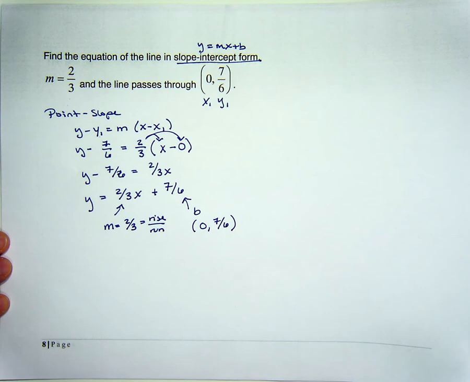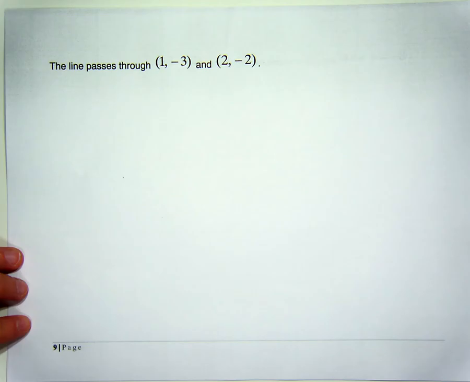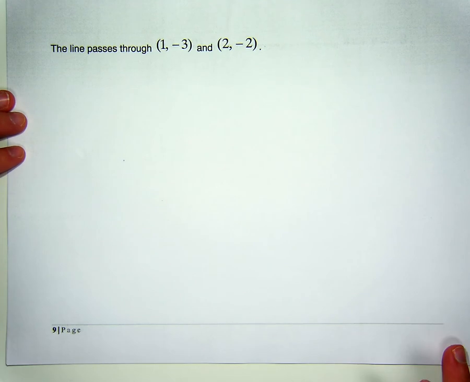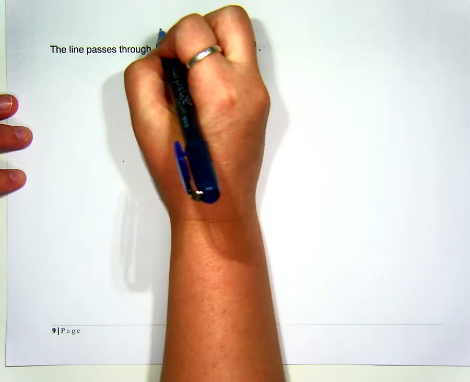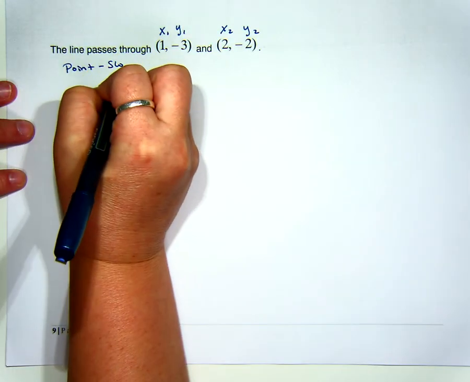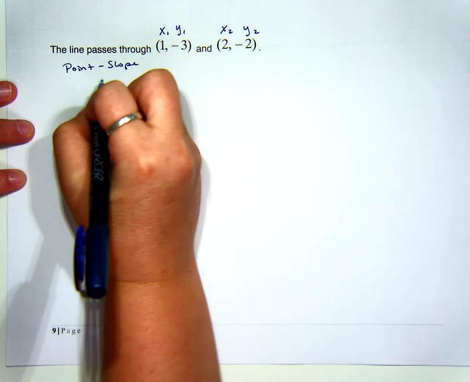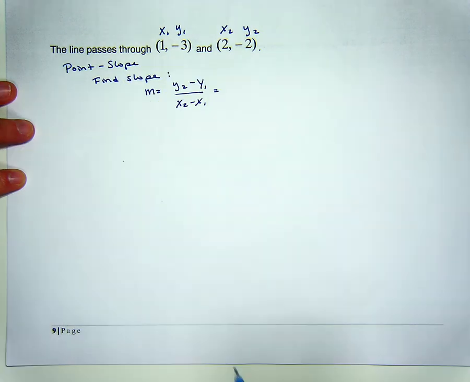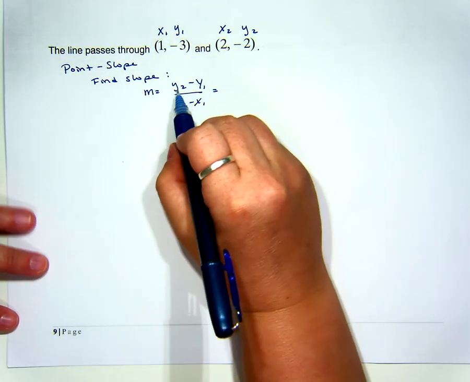Okay, let's look at another one. Let's look at the line passing through these 2 points. Notice that this time I wasn't given a slope, but I was given enough information to find it. Again, anytime you are given points, the first thing you do is you label them. Now for this one, I need a point, I need a slope. I have plenty of points, but I don't have the slope, so I need to find my slope. Use my slope equation and start plugging in.